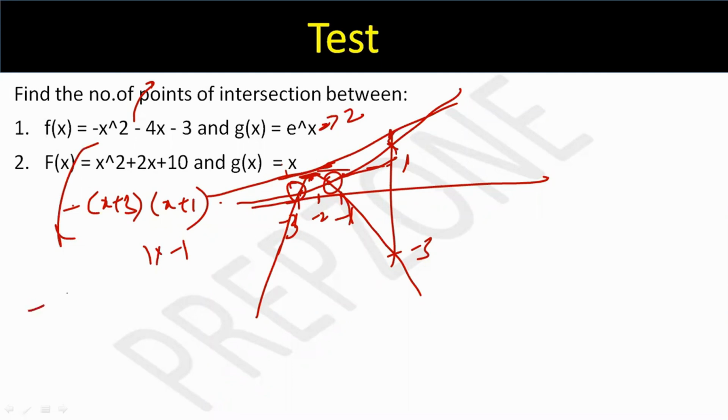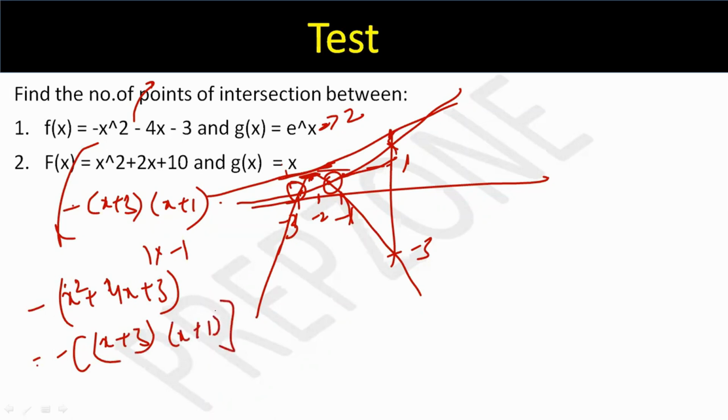This is nothing but, I'll take minus common, so it is x squared plus 4x plus 3, which is nothing but minus, this is (x plus 3) into (x plus 1), so your roots will be minus 1 and minus 3. Okay.